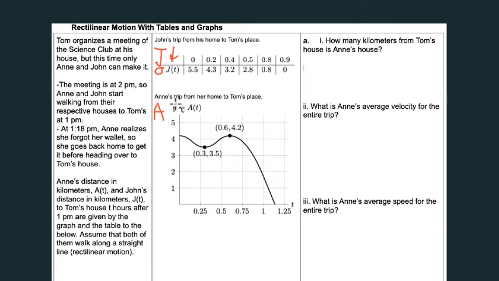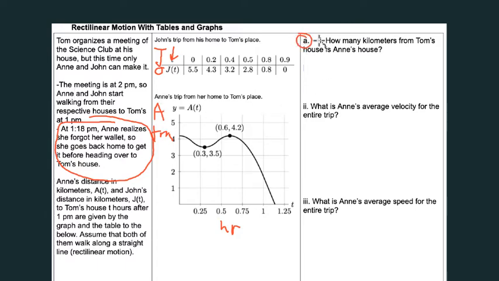So Anne's trip is shown here, and again, this is kilometers on the y-axis and hours on the x-axis. What we see is Anne leaving her house here, then the distance is increasing. I think it kind of explains that over here. She actually forgot her wallet, so Anne had to turn around and go back home and then do the rest of the walk. They both started leaving at 1 p.m. and they had to get there for the start of the meeting at 2 p.m. So let's start going through this.